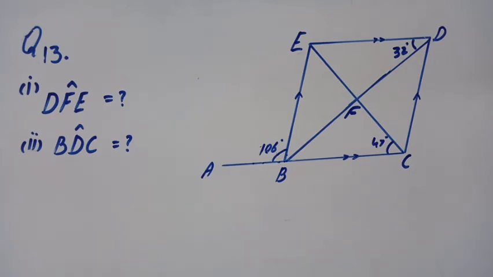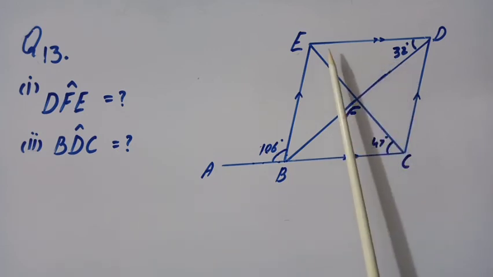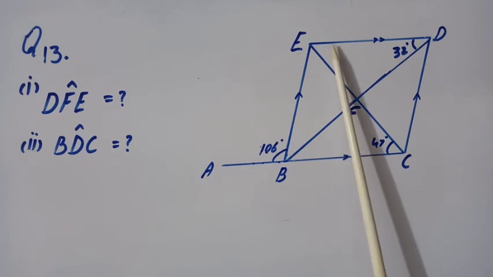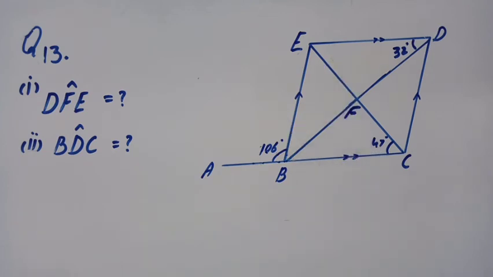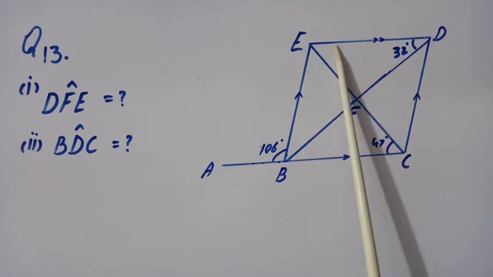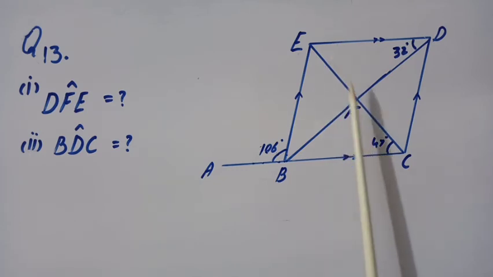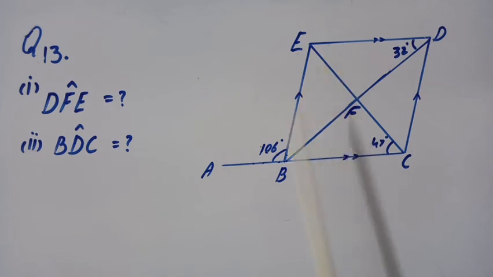To find out the angle DFE, we will consider the triangle DEF. In this triangle, this is unknown angle, this is known, and this angle we have to make like a known angle. How? When these two lines are parallel to one another, this is working as transversal, so this is now not unknown for us. Yes, this is equal to 47 degrees because of alternate angles.